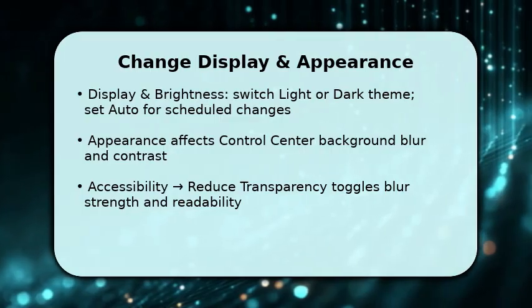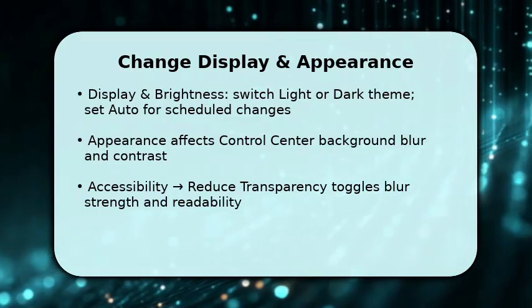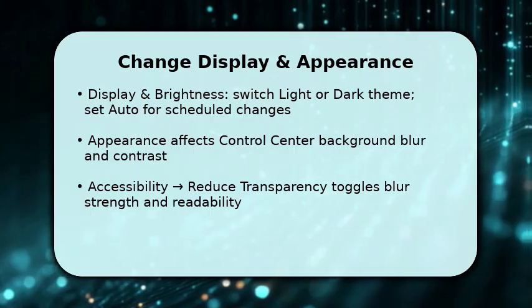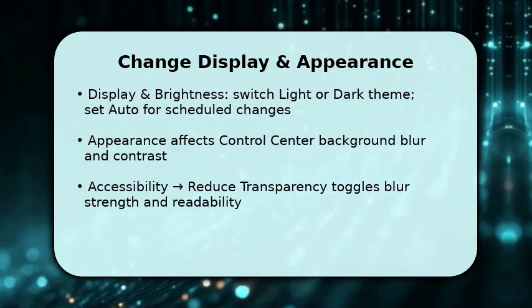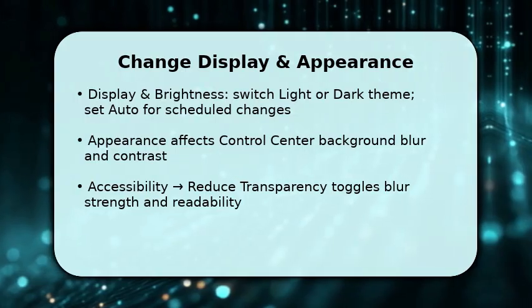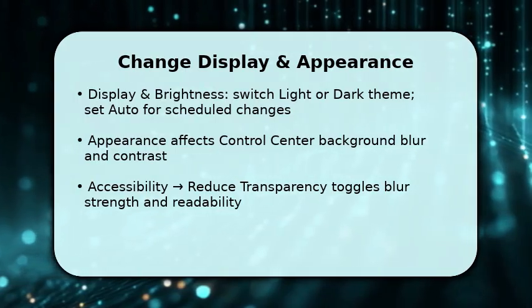In Display and Brightness, switch between light and dark. Control Center immediately adopts that scheme. If you want automatic switching, enable Auto and set a schedule or sunset to sunrise.